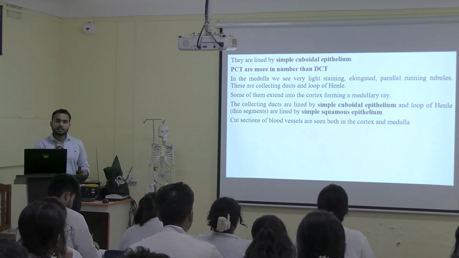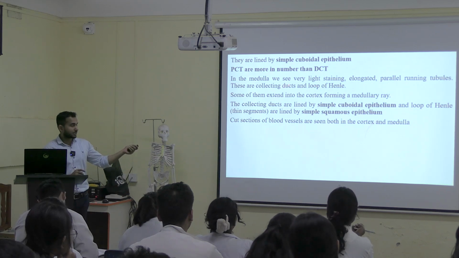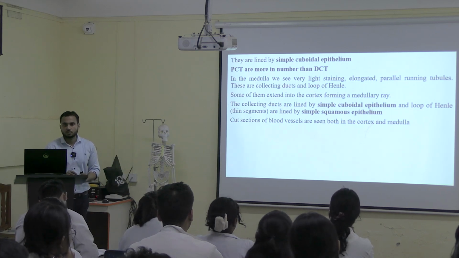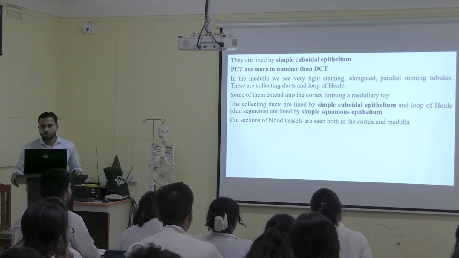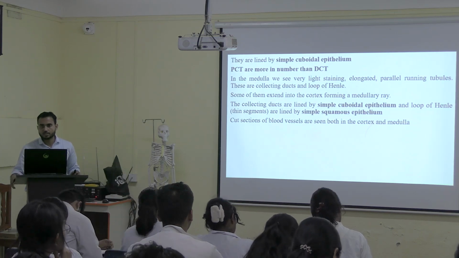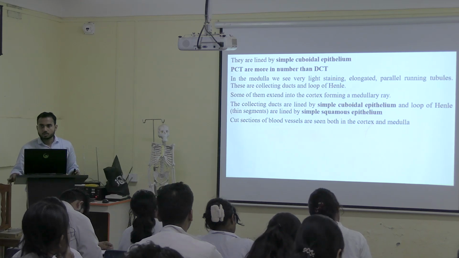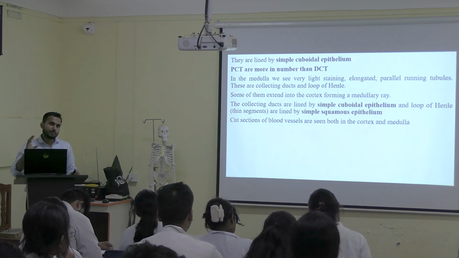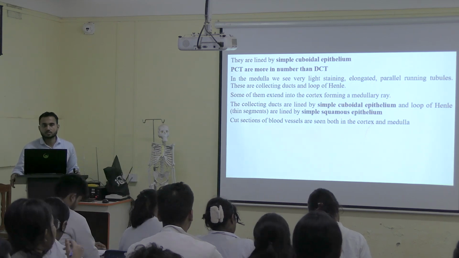Okay, next another important point is there. If you see the collecting duct, it is lightly stained, and the loop of Henle is darkly stained. So like this also we can identify the difference between the two ducts which are mainly present in the medulla. Okay, so from a practical point of view, these are the points which you have to know, especially in case of kidney.